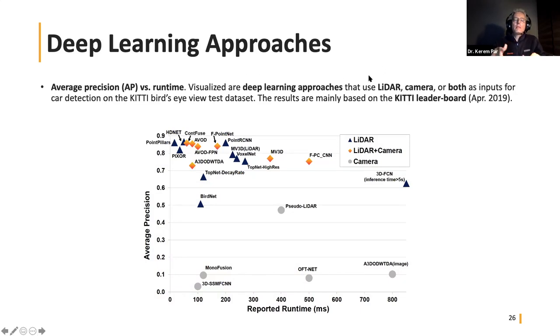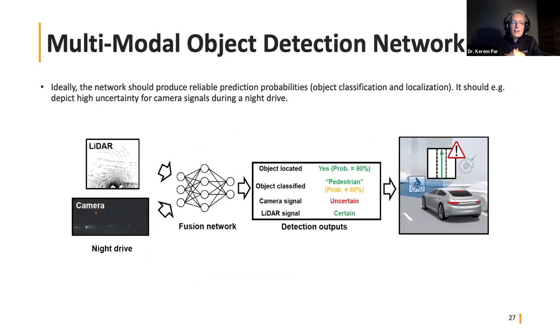So what we are talking about is actually a deep neural network architecture to solve perception related problems like object detection or semantic segmentation. We can switch to the next slide, please.